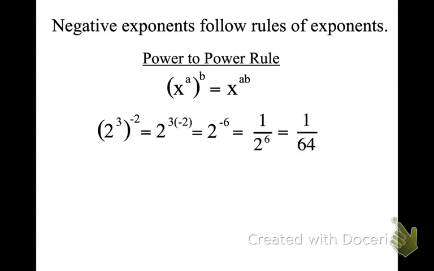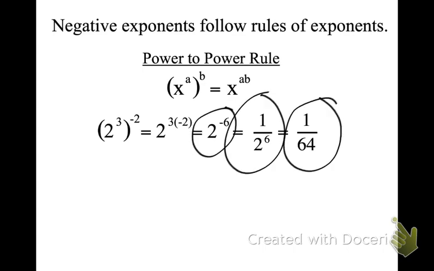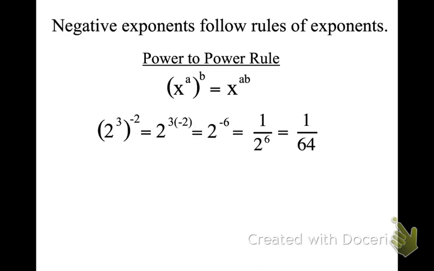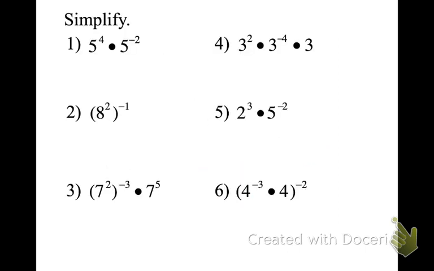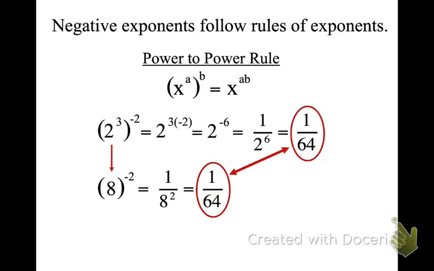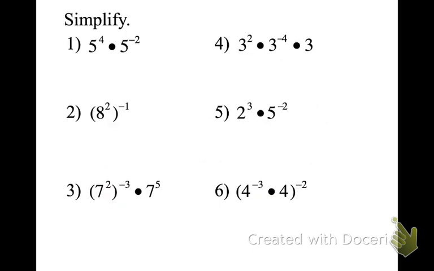Okay, 1 over 64. So, how do they ask the question? Do they say, I want to see it with a negative exponent? Do they say, I want to see it with a positive exponent? Or do they want it simplified? 3 ways they could ask the question. Do you understand that? Yes. Got to pay attention to the directions. So now, let's look at stuff with a power to a power. We could have done it this way, too. Done 2 to the 3rd is 8, and then taken it to the negative 2.